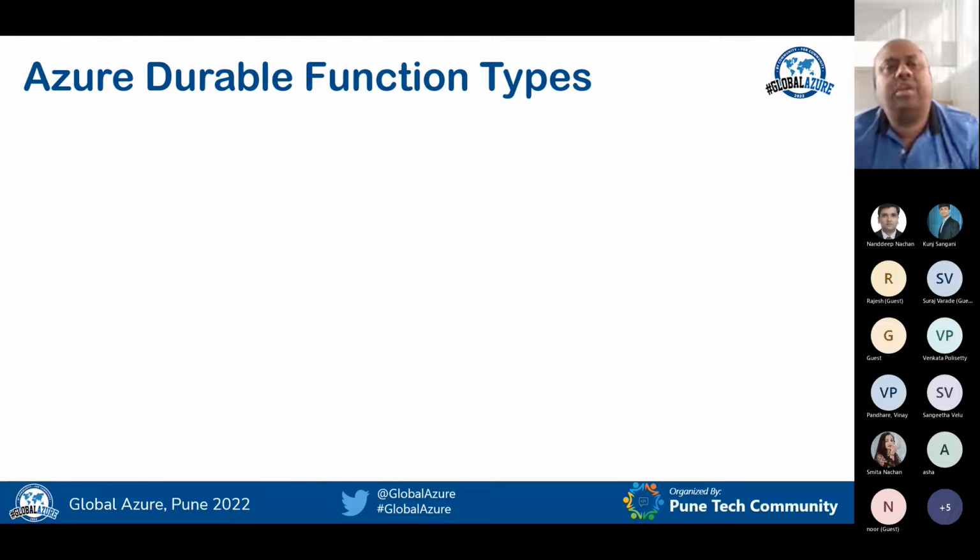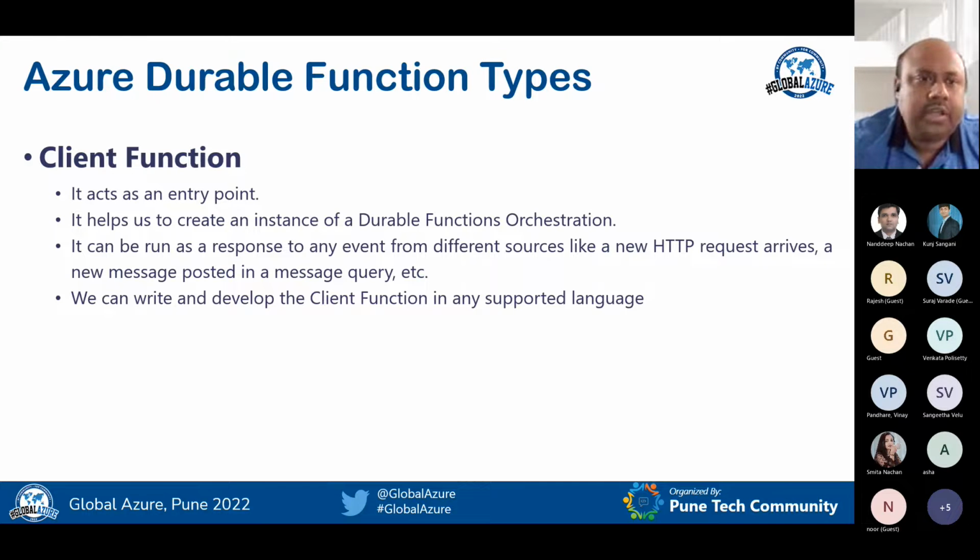Once we are trying to develop any Azure Durable Functions workflow or process, we need to understand the different types of Azure Functions. In Azure Durable Functions, there are 3 types of functions you can define. First one is the client function. The client function is basically the entry point of an Azure Durable Functions workflow. It helps us to create an instance of the Azure Durable Functions orchestration, and it can always run in response to any HTTP request or event.